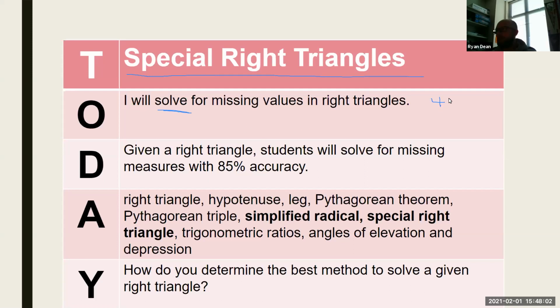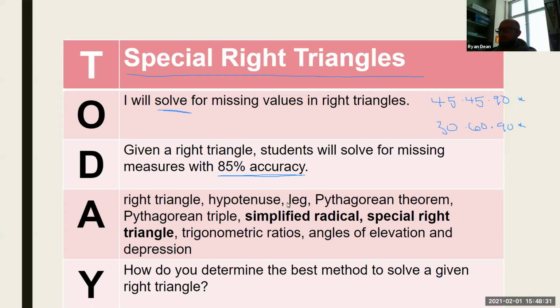The first way is with a 45, 45, 90 triangle, which is going to be the first video. And then we also have 30, 60, 90 triangles, which will be the video that follows after this. So we're going to take a look at these two special cases with right triangles. By the end of this lesson, you will be able to solve for missing triangle measures with 85% accuracy.